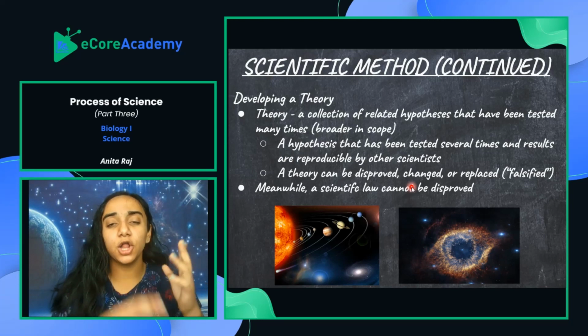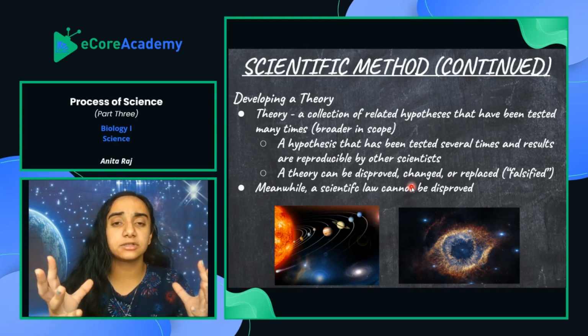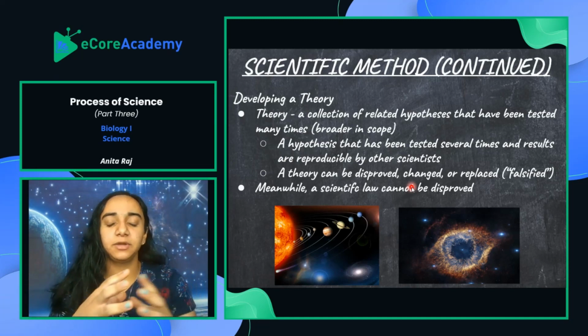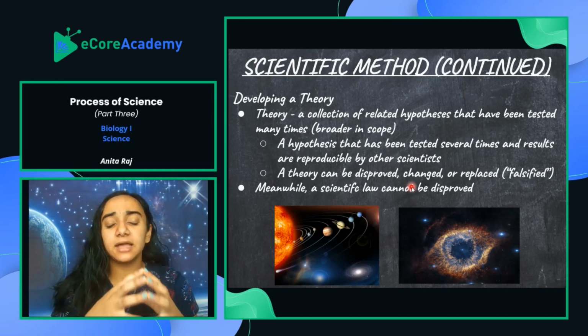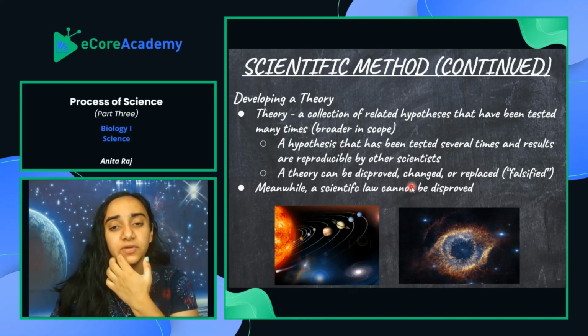So what happens is all of our hypotheses will be collected together, and we've all tested these hypotheses many times in a broad scope. Maybe we use different kinds of plants and we do all these different things. But in essence, we're all collecting all our hypotheses and coming up with a theory that maybe plant fertilizer is not the best way to grow plants.